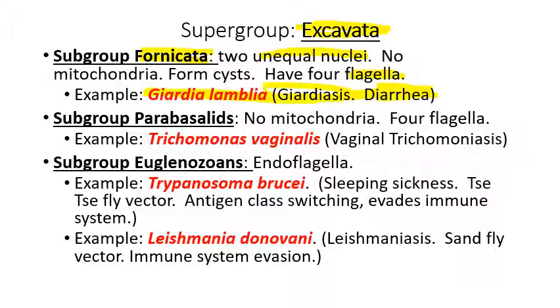Okay, next, the Parabasalids, right? Again, they do not have mitochondria. They have four flagella as well. And the example we're going to learn about is Trichomonas vaginalis. Right, and it causes a sexually transmitted disease called vaginal trichomoniasis. Right, Trichomonas vaginalis causes vaginal trichomoniasis.